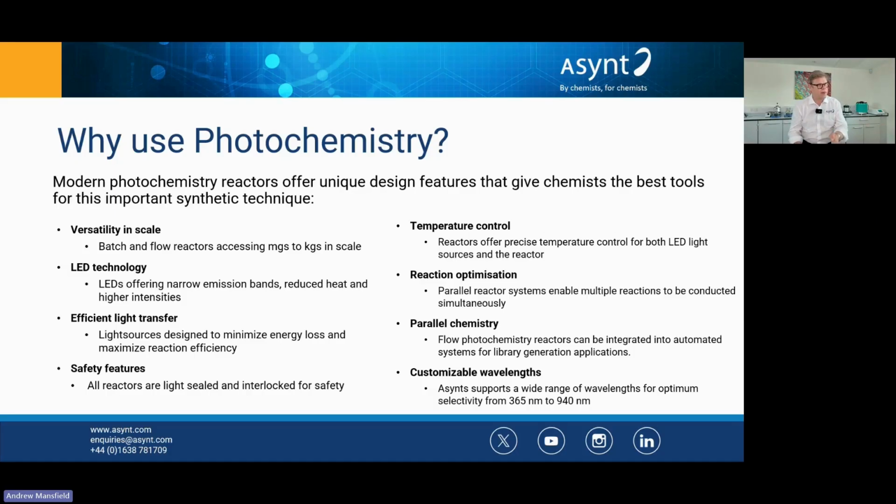And because we're using LEDs, we can have customizable wavelengths. Most modern LEDs come in about 20 nanometer divisions. So we can be very selective, and we can choose the wavelength on our photoredox catalyst, for example.